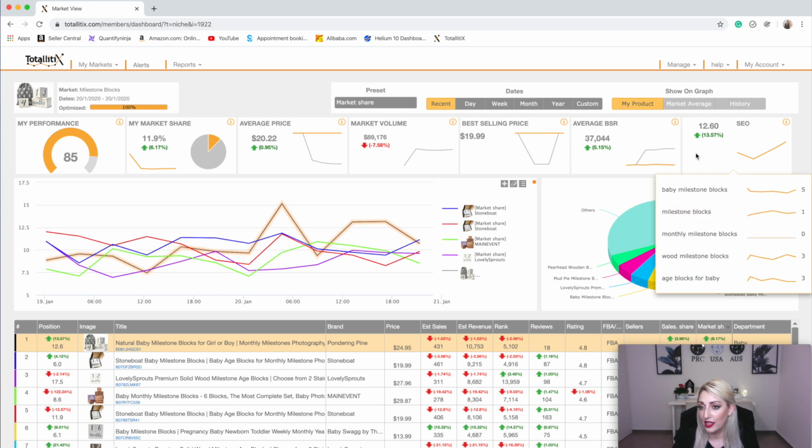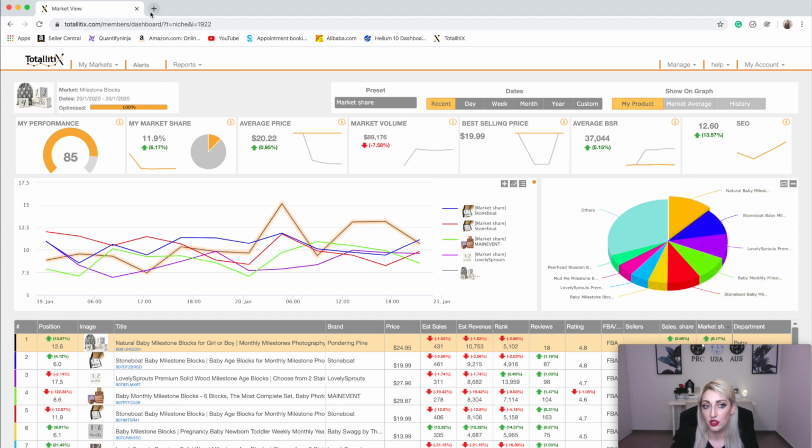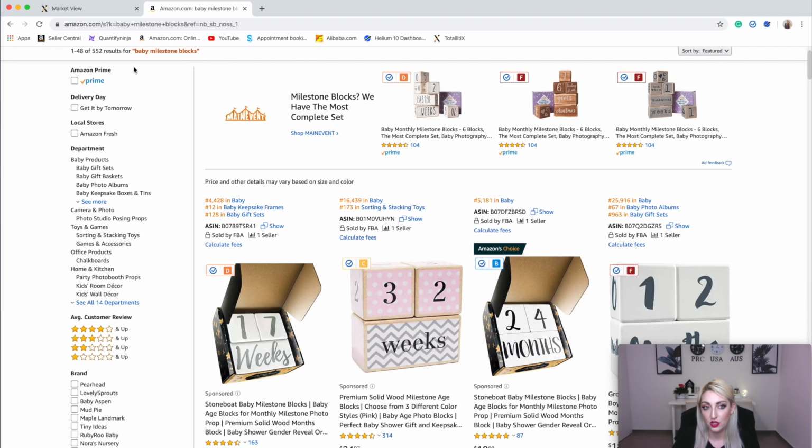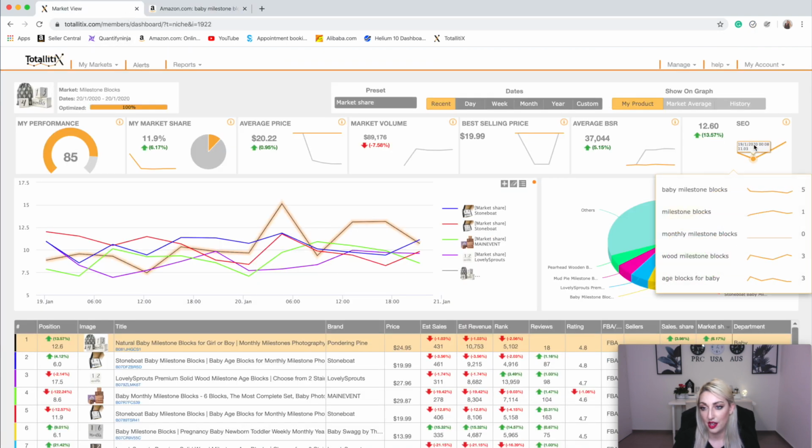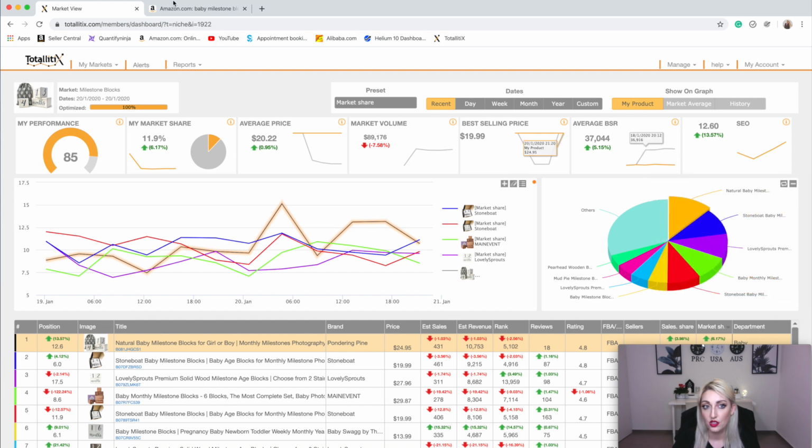SEO, which is for ranking, and you can see what position I am being ranked within those keywords. So if we go to baby milestone blocks, let's go to Amazon and check. Okay, so I'm on Amazon, baby milestone blocks. Totallitix is telling me that I am, for baby milestone blocks, in position number 5. So I'm going to count that.